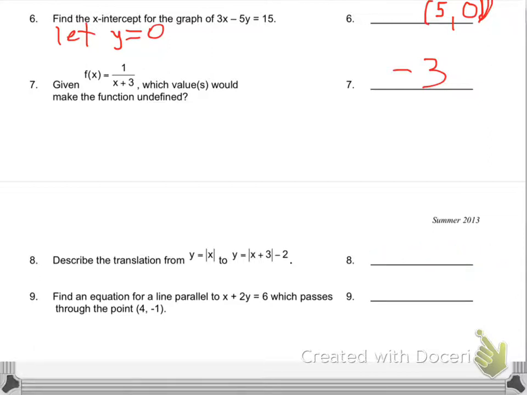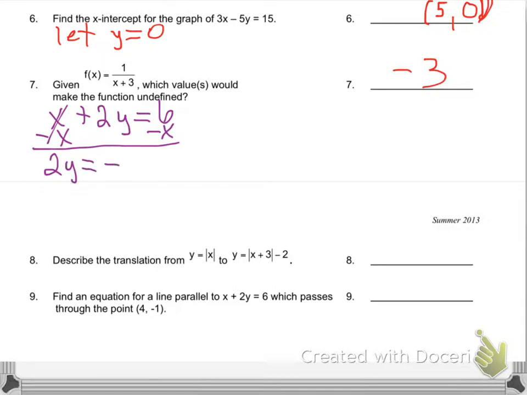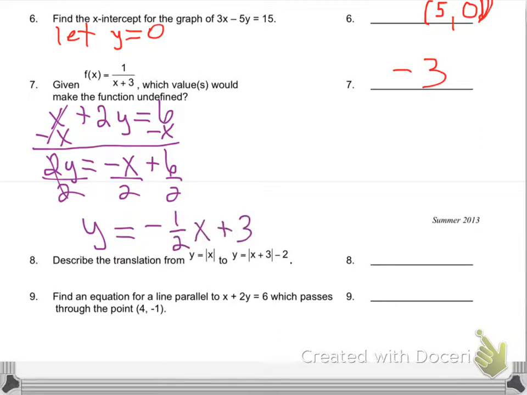Okay, here we go. So first I need to find the slope of x plus 2y equals 6. I do that by solving for y. So first I subtract x from each side. I'm left with 2y equals negative x plus 6. And then I divide everything by 2. And now y is alone. I have y equals negative 1/2 x plus 3.